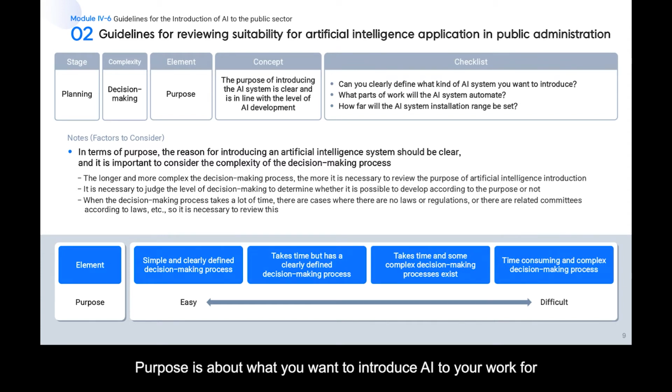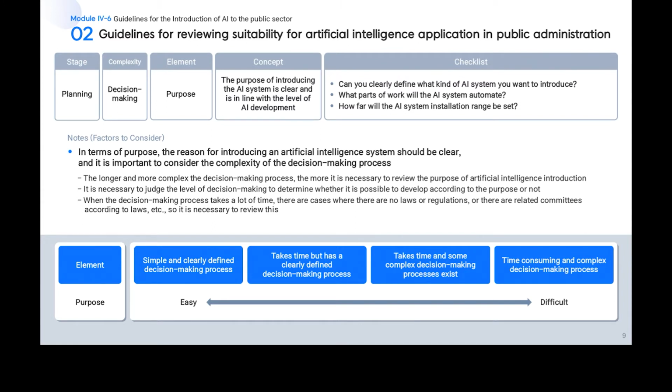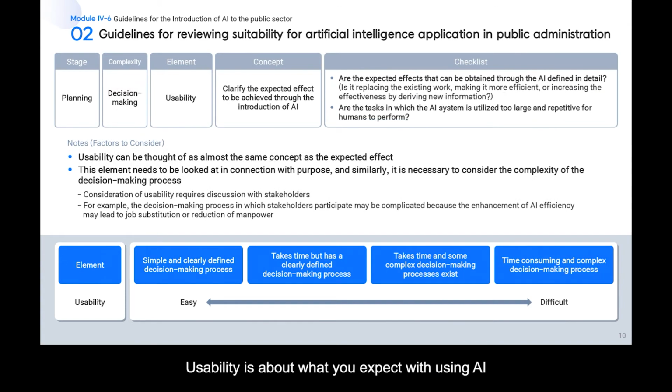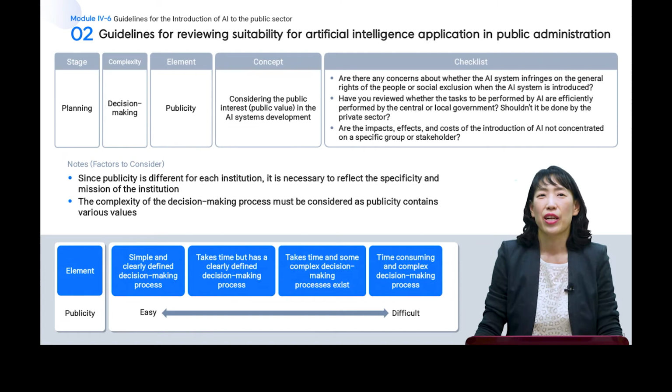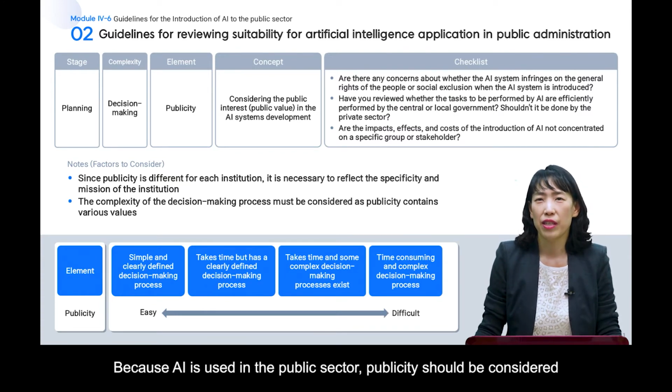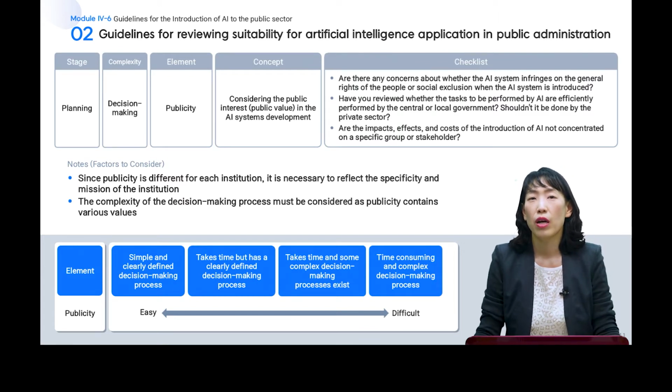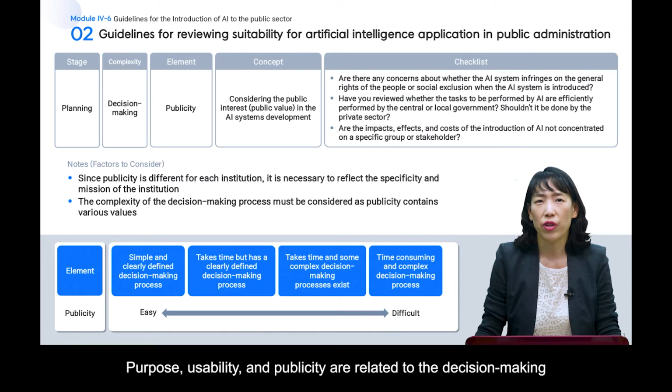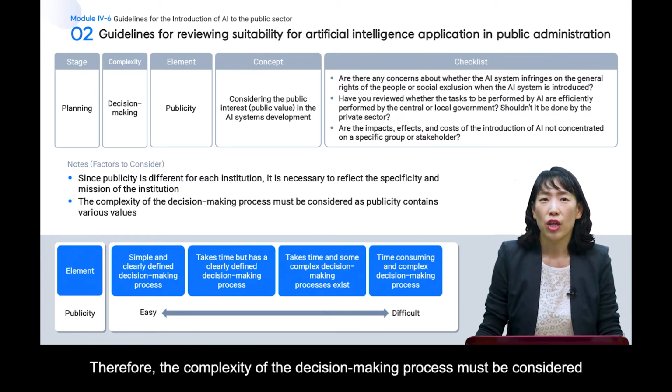Purpose is about what you want to introduce AI to your work for. Purpose is the first element that must be considered because it is the starting point of AI introduction. Usability is about what you expect from using AI. Publicity is about public interest in using AI. Because AI is used in the public sector, publicity should be considered. Purpose, usability, and publicity are related to decision-making. Therefore, the complexity of the decision-making process must be considered.